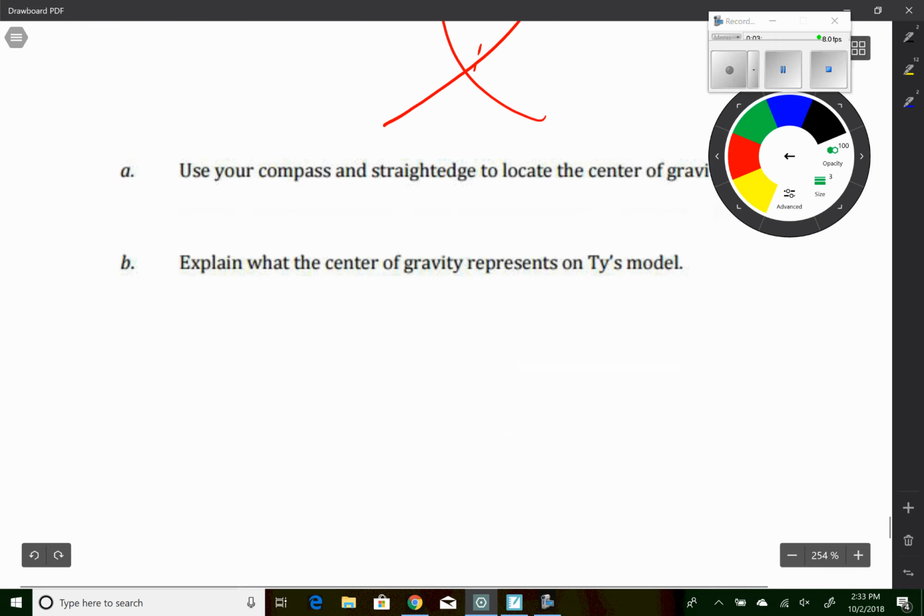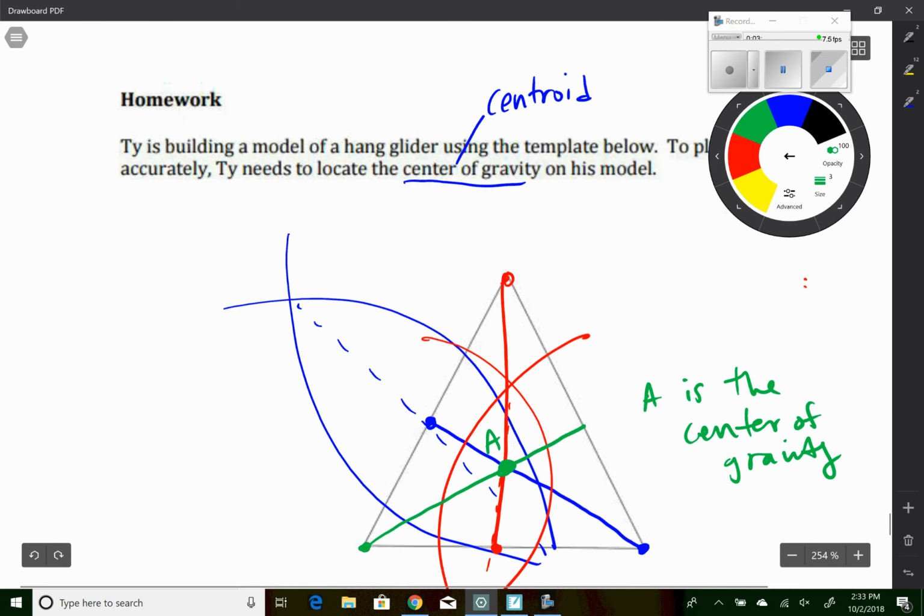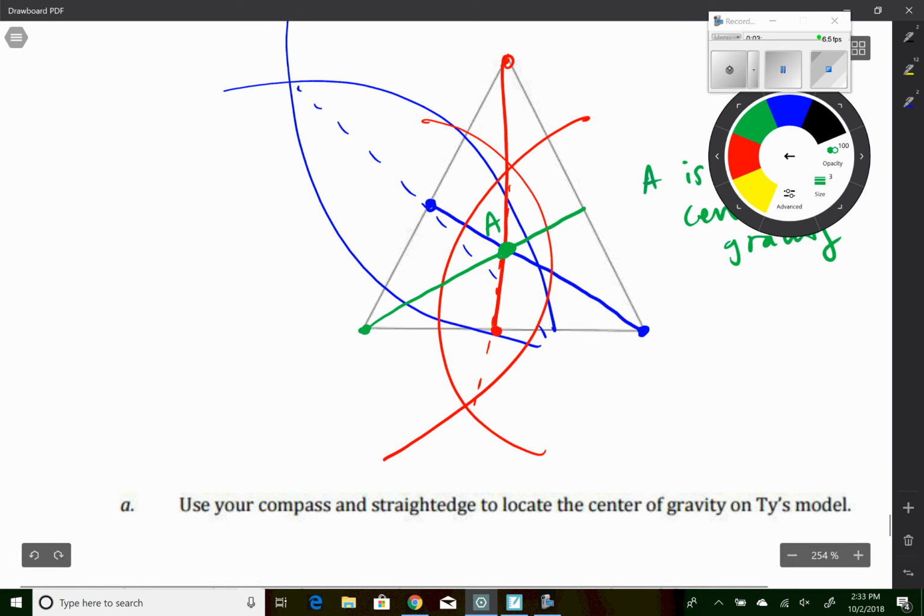The next part says, explain what the center of gravity represents in Ty's model, right? So this is going to be the point where his hang glider has perfect balance on all sides by weight, right? So the weight distribution is going to be centered around this point. Something along those lines is what I would say there, right? Other than that, just understanding that they were asking you to find the centroid there. That's the most important part.